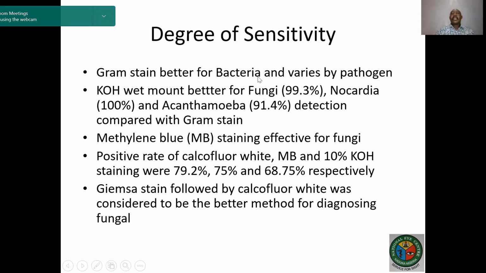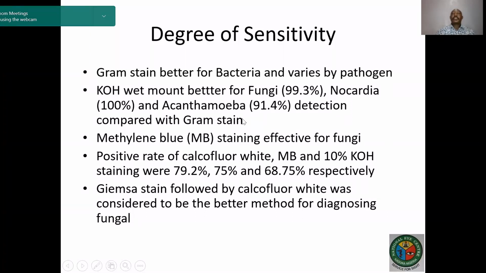So when there is a high index of suspicion, we should know what tests we really want to request. KOH mounts are better for fungi. In fact, the degree of sensitivity is almost 99.3% in the study that was done, comparing the diagnosis of Nocardia and Acanthamoeba using KOH and Gram stain. So it has been found to be more sensitive to fungi, Nocardia, and also Acanthamoeba, giving a better result than Gram stain.